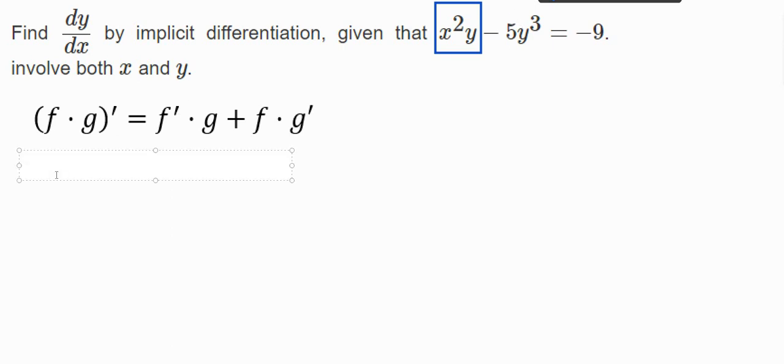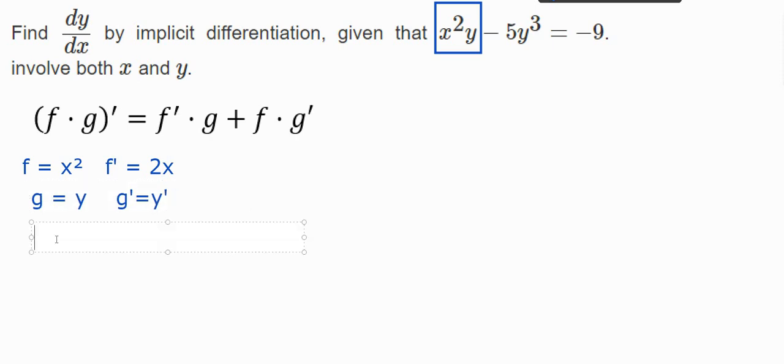So the f would be x squared. And that makes the f prime, the derivative, 2x. And then our g will be y, and that makes the g prime not just 1, but 1y prime, or we'll just say 1y prime. So then when we follow the product rule, we're going to have f prime times g, so 2x times y, plus my f, which is x squared, times my y prime.